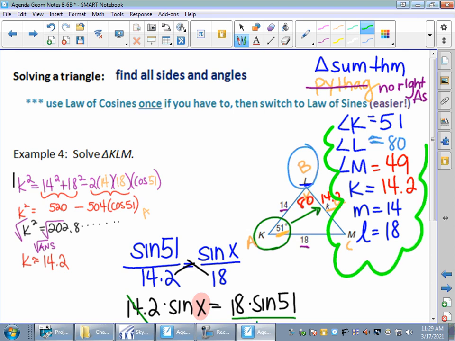Every time you solve, you'll be given 3 pieces of information, and you'll find 3 pieces of information. So our new things that we just found that we had to work for were angle L, angle M, and side K. So we'll do some practice with those. That is it for Law of Cosines.